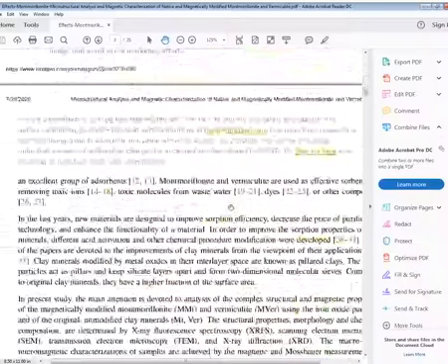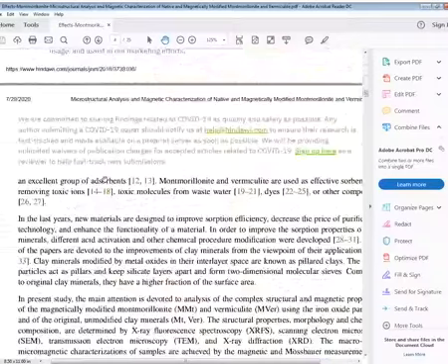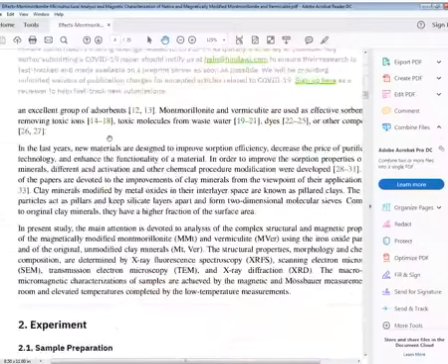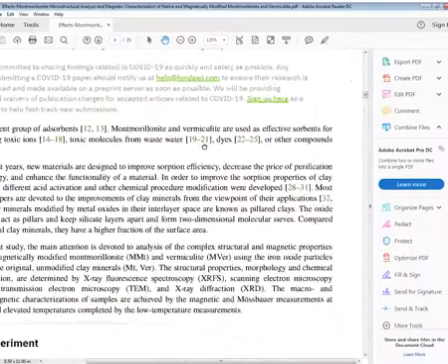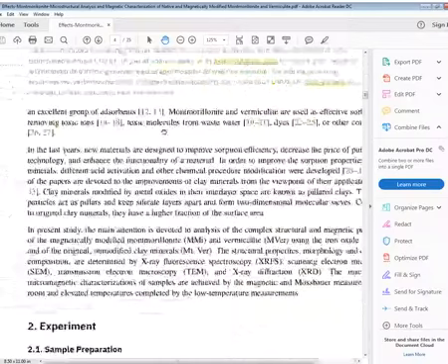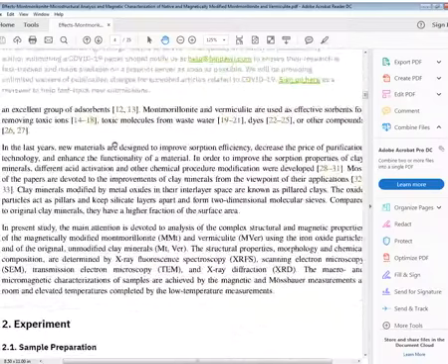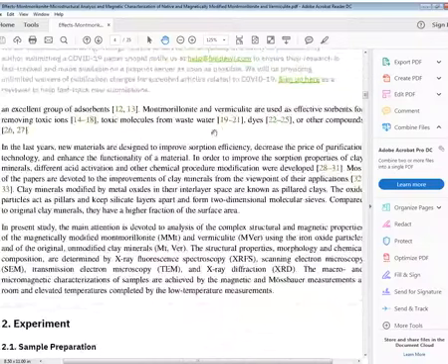But now we are concerned with an excellent group of absorbents. Montmorillonite and vermiculite are used as effective sorbents for removing toxic ions and toxic molecules from wastewater.